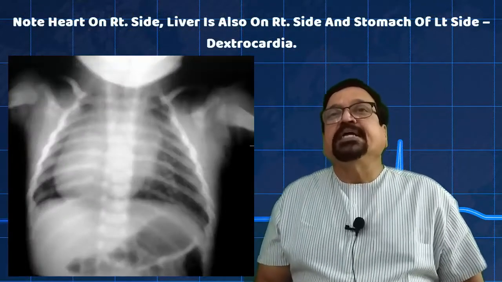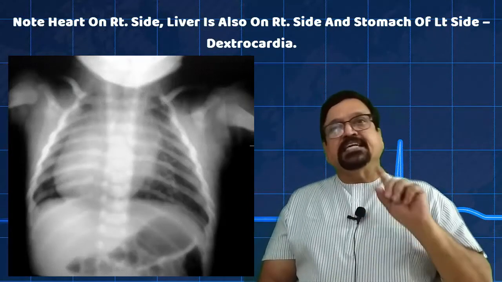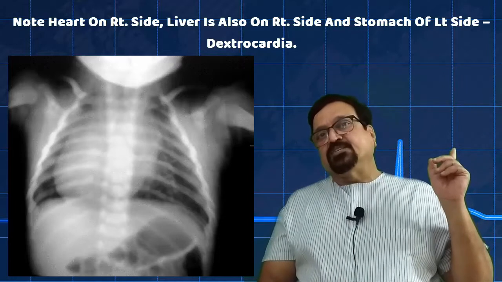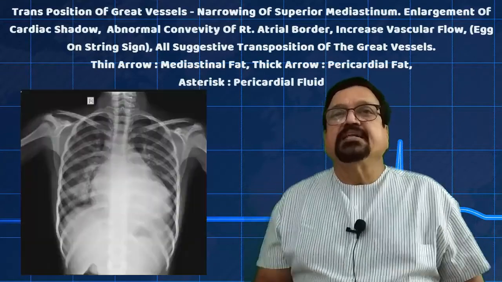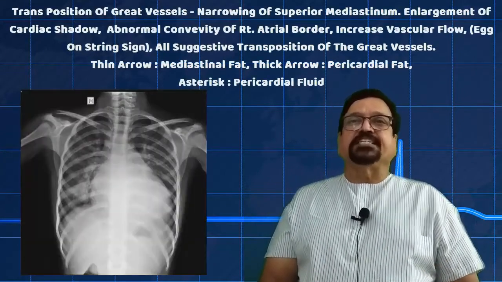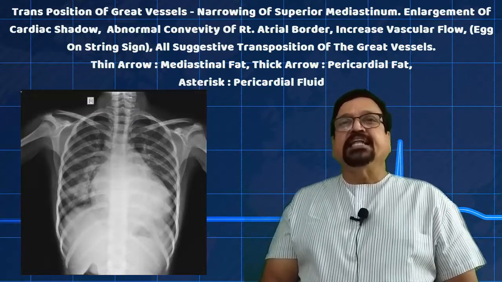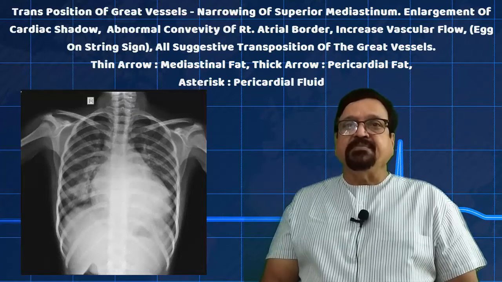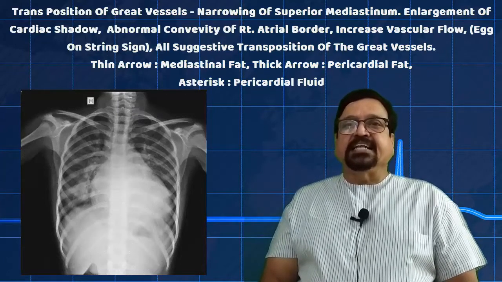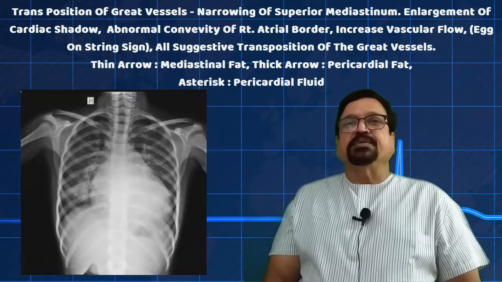Now you can see here the apex is on the right side. So this is a case of dextrocardia. These are different cases which we had done before. Now this is a case of transposition of great vessels. Look, there is narrowing of the superior mediastinum, a large cardiac shadow, abnormal convexity of the right atrium, and increased vascular markings. That is the egg on string sign, suggestive of transposition of great vessels.